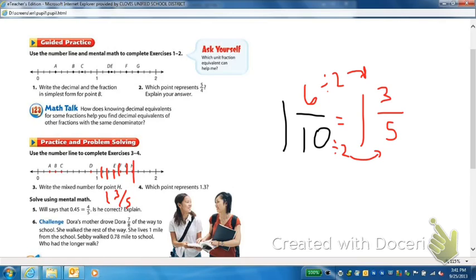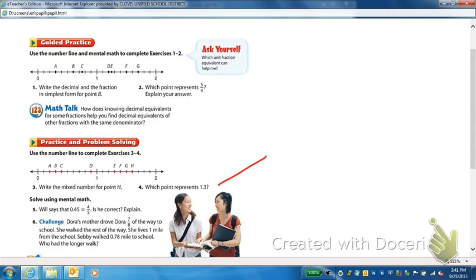Number 4, which point represents 1.3? Remember, 1.3 is really saying 1 and 3/10. 1, 2, 3. So the letter E represents 1.3, or 1 and 3/10.